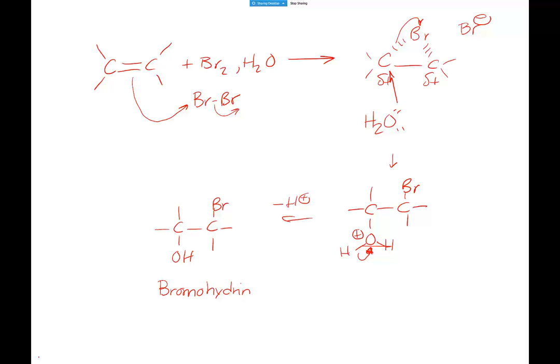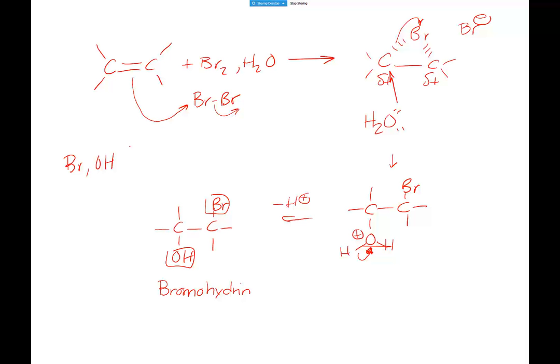So just a slight modification. Instead of doing it with just Br2, now I'm going to do it with Br2 and water. So what did I add across my double bond? A Br and an OH. So question number one, I added a Br and an OH.